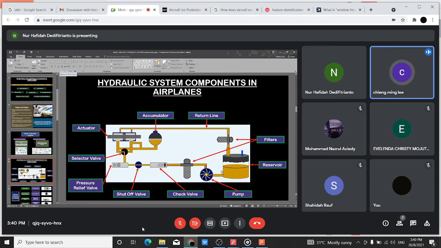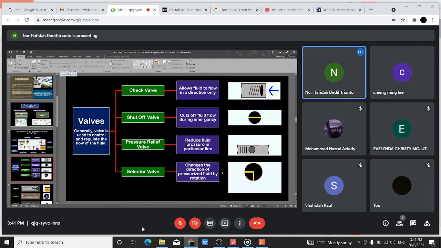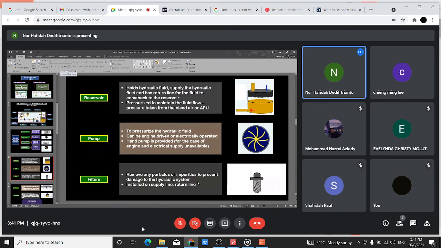So the impurities, normally when you refill the hydraulic system, there will be a strainer on the reservoir itself also. Right. Okay, next. Okay. This is a good diagram except the pressure relief. Yeah, this one. Right. All right. Okay.